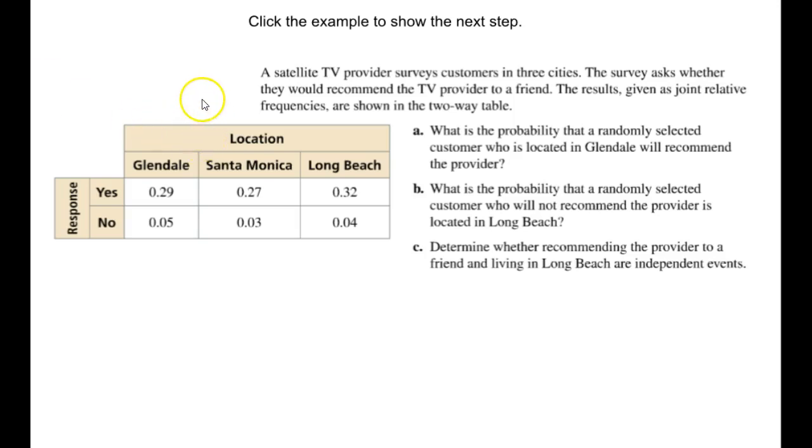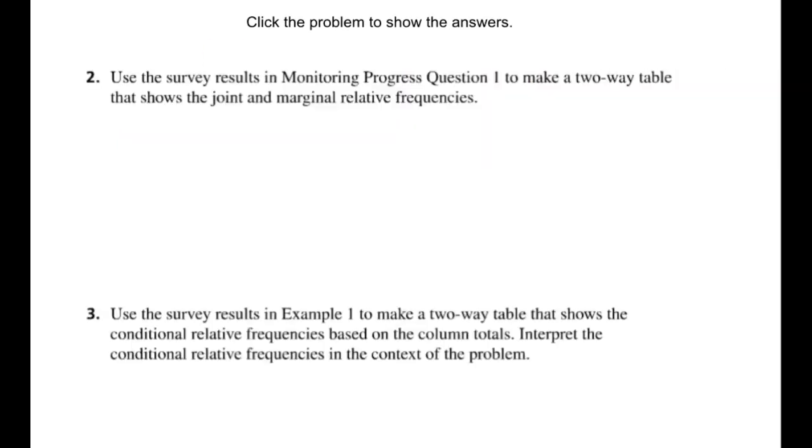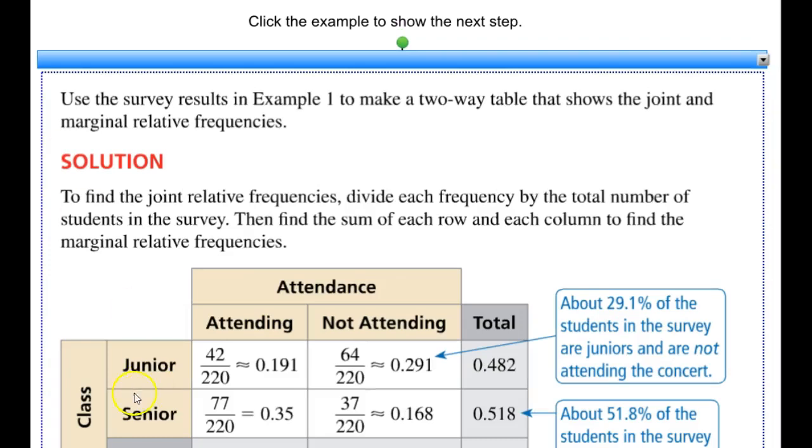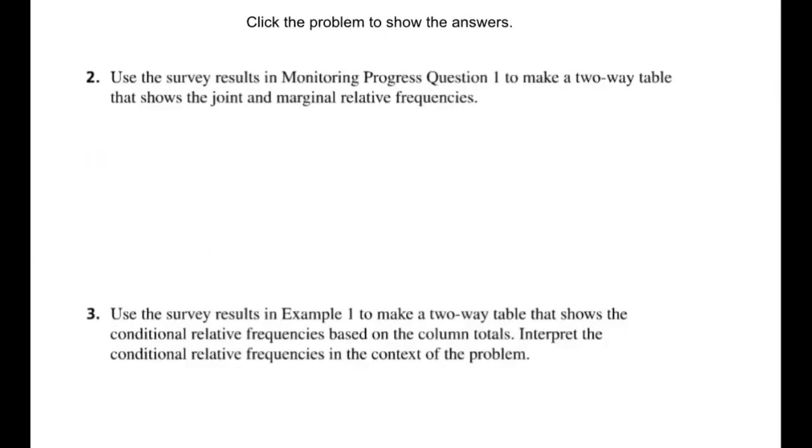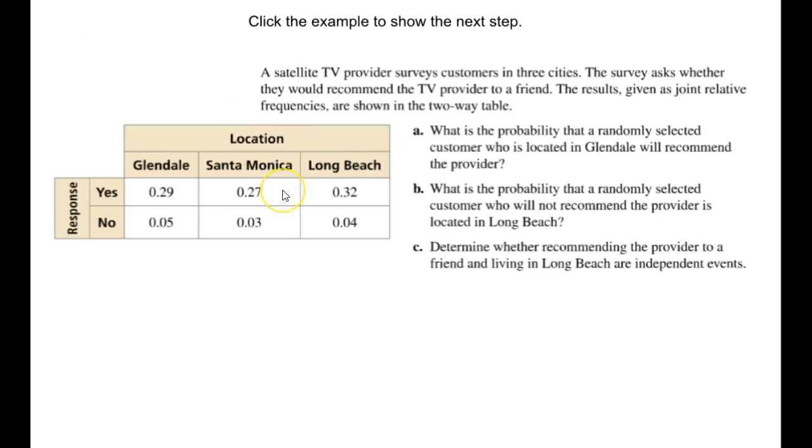So here's our next example. A satellite TV provider surveys customers in 3 cities. The survey asks whether they would recommend the TV provider to a friend. The results, which are given here as a joint relative frequency, help us know what exactly we're looking at. These are shown in the two-way table. So first I have to know that I'm looking at joint relative frequencies. Going back to how I find joint relative frequencies, I took the number of people that answered that specific thing divided by the total number of people in the survey. So that's how I found these numbers.